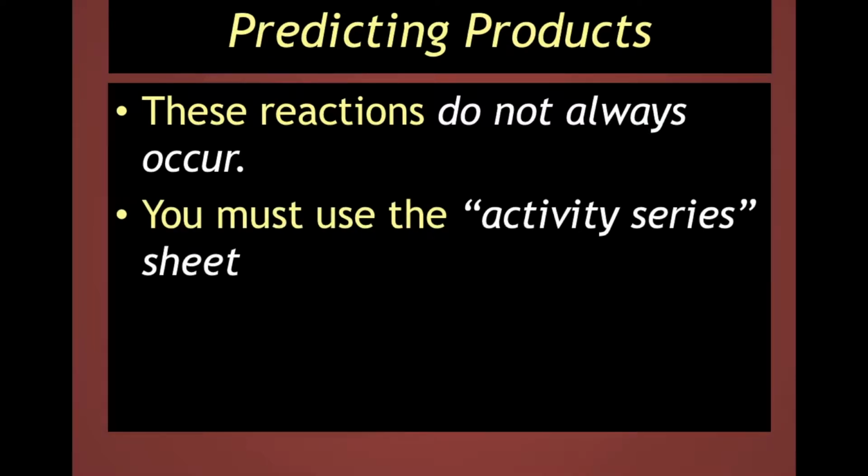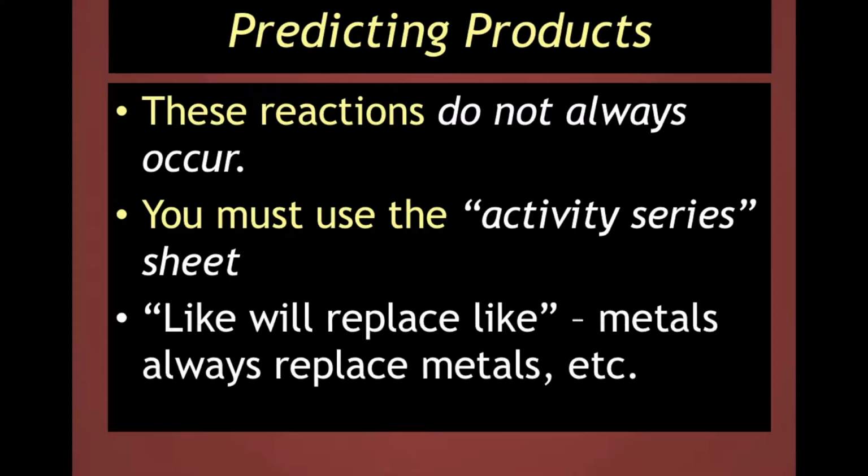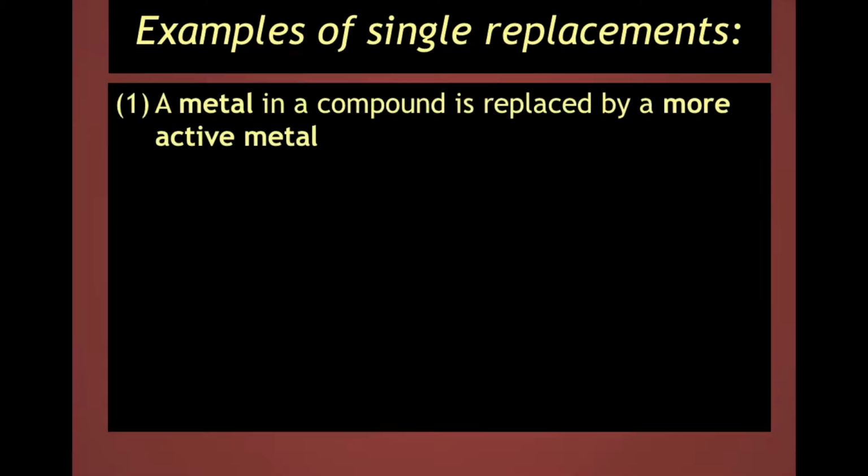We have to use the activity series sheet, which is just a piece of paper that you will have available to you during the test, and you will have available to you during your homework. They're going to be up in the front with the periodic tables if you want to have access to them. Basically, like will replace like. So for most of these problems, metals will replace metals. There is a type of problem where the nonmetal replaces the nonmetal, and we'll do an example of that at the end of this lesson.